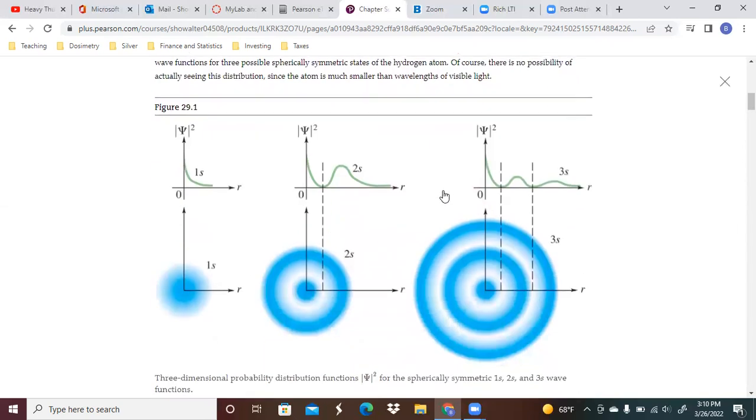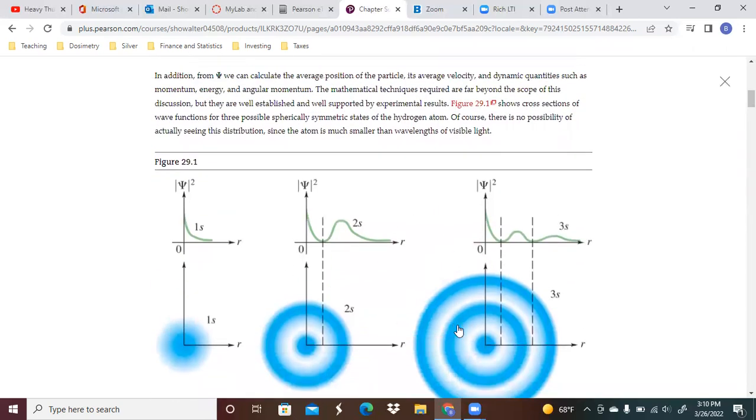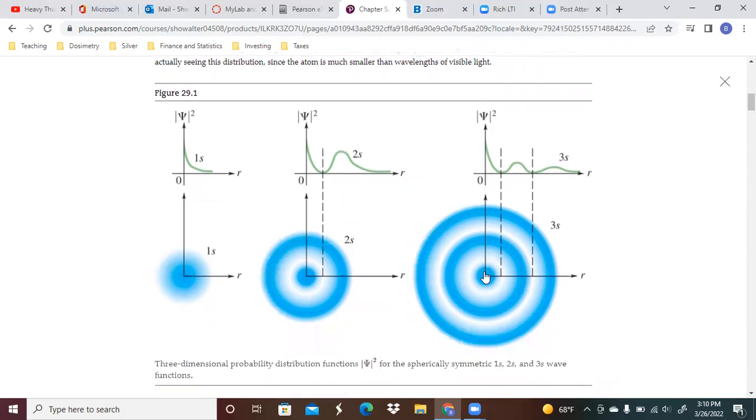What you're going to see here are cross sections of wave functions for three possibly spherical symmetric states of a hydrogen atom. And now there's no possibility of actually seeing this distribution since the atom is much smaller than the wavelengths of visible light. We're just drawing this in order to be able to get a picture of what's going on.